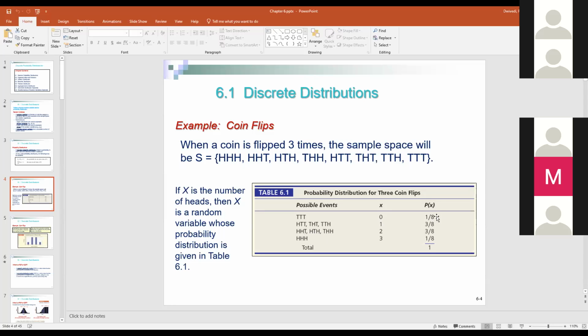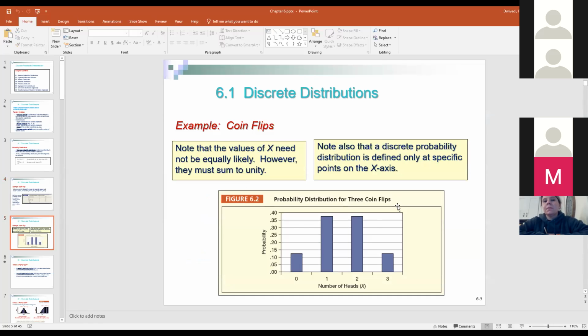So 1 divided by 8. There are 3 chances where you can have 1 head, which is 3 divided by 8. And 2 heads chances are 3, and all 3 heads is 1. So this is a very simple example. Here, this is the probability distribution of 3 coin flips. We are not using any continuous number.